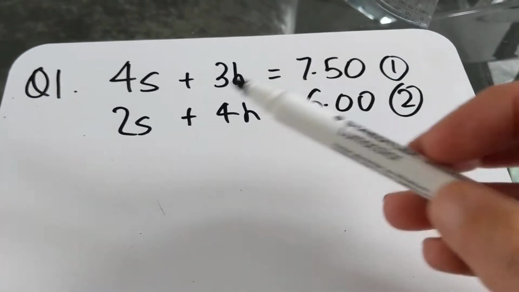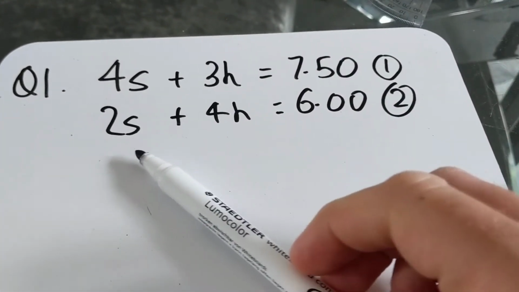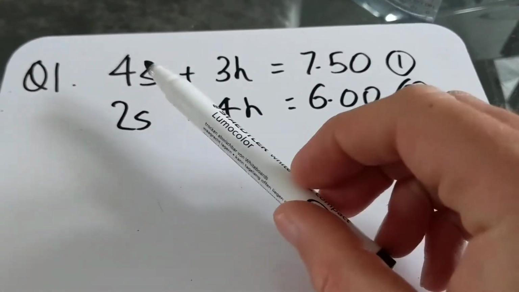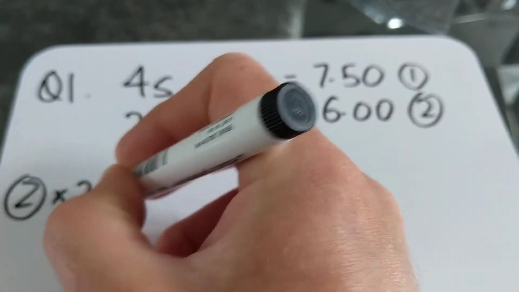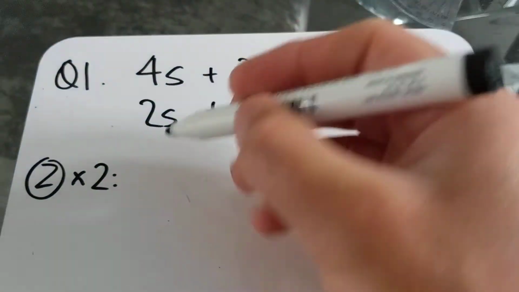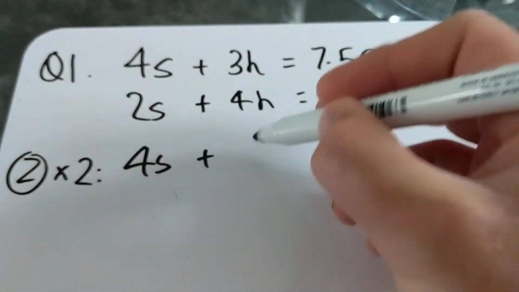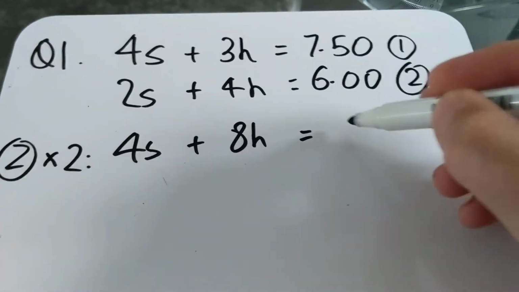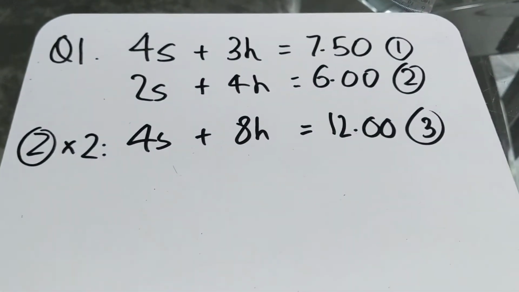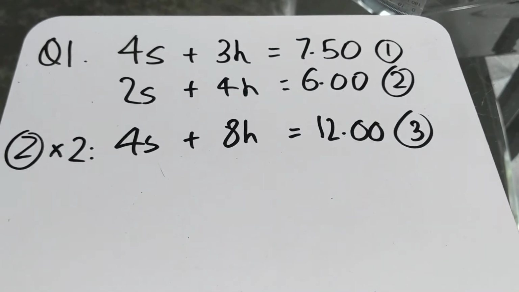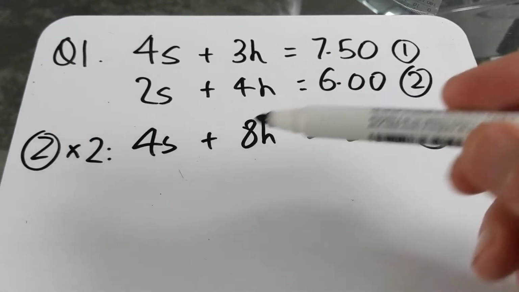The easiest thing to do in this set of equations is to make this 2s become a 4s. So essentially we're going to take equation 2 and times it by 2. That gives you 4s plus 8h equals £12. That's your equation 3.